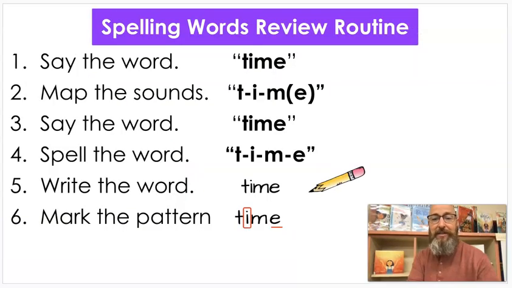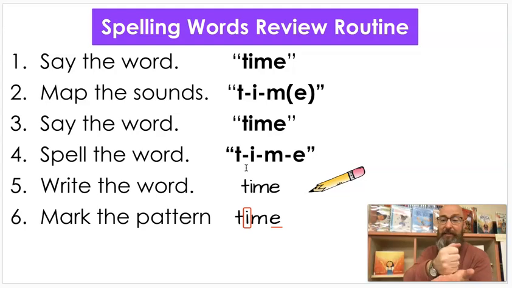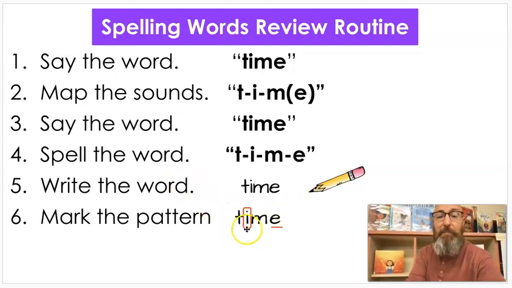We are going to use our same routine that we did. We're going to say the word, for instance, time. We're going to map the sounds. T, I, m. We're going to say the word again. We're going to spell it. We're going to smash it. Remember how we smashed it? T-I-M-E, time. Then we're going to write it, and we're going to mark the pattern.